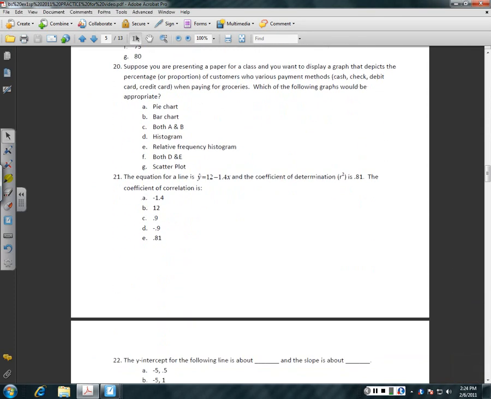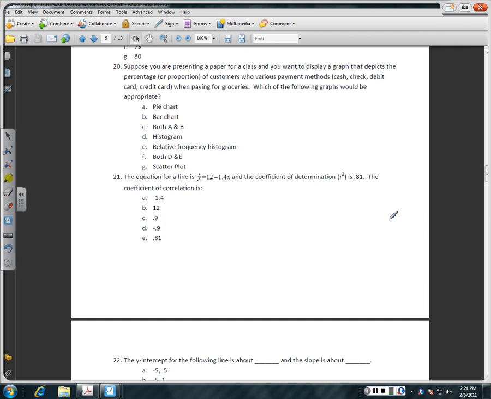Okay, so the next one says we have an equation for a line that's 12 minus 1.4x, and the coefficient of determination, which is r squared, is 0.81. I may not have gotten this in your class yet, but your book calls it r squared. It is the coefficient of determination. And the square root of that, of course, is r, which is the coefficient of correlation. So we need to take the square root of 0.81, and that's equal to 0.9.